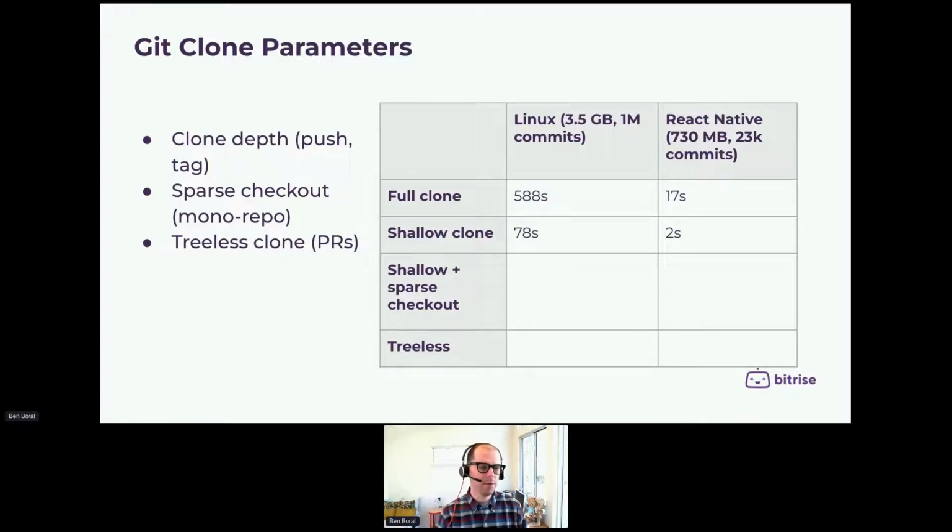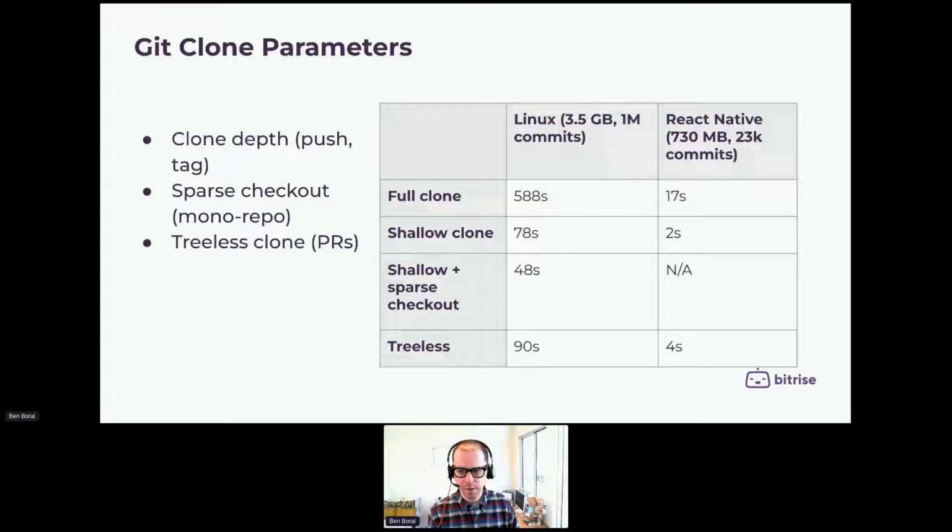If I then combine that with a sparse checkout, I can decrease that even more. And on Linux, in my example, I think I just did a sparse checkout for the kernel directory. And then finally, if I do a treeless clone, similar order of magnitude, I'm bringing that down pretty significantly. So come to our booth and we can talk more about the exact parameters that you will use for these, but conceptually, this is what you can do to bring down your clone time.